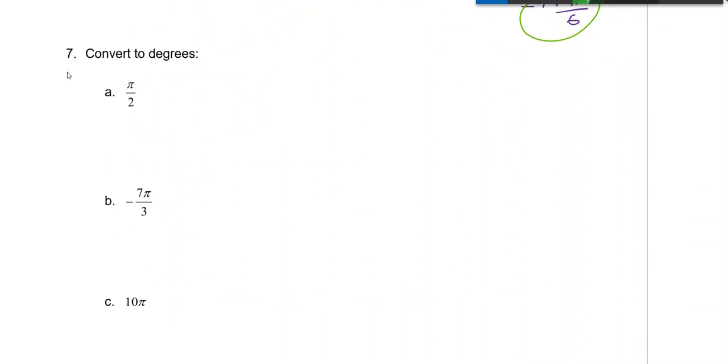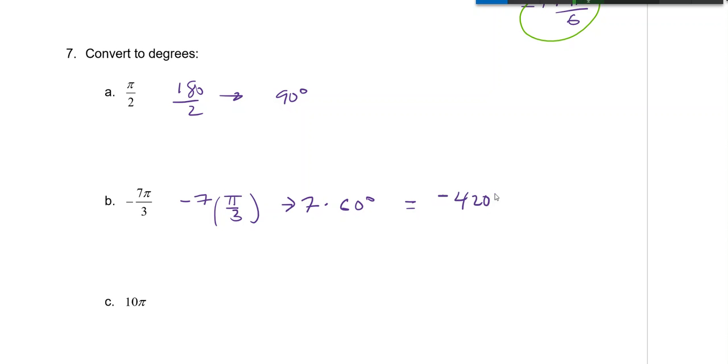Convert to degrees. So pi over 2, just think that's 180 over 2, which is 90 degrees. This guy is a little trickier. It's minus 7 times pi over 3, which is minus 7 times 60 degrees. Pi over 3 is 60 degrees. And so this is equal to 7 times 6 is 42, so it's minus 420 degrees. That's the easiest way to get that guy. 10 pi is just 10 times 180 degrees, because pi is 180. That gets you 1800 degrees.